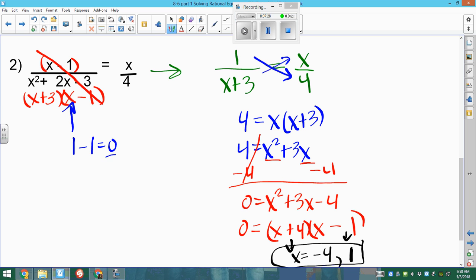It does make a divide by 0 when we substitute the 1 in the denominator, and for that reason, 1 is an extraneous solution. It is not actually a solution in this equation. That means x equals negative 4 is the only solution.